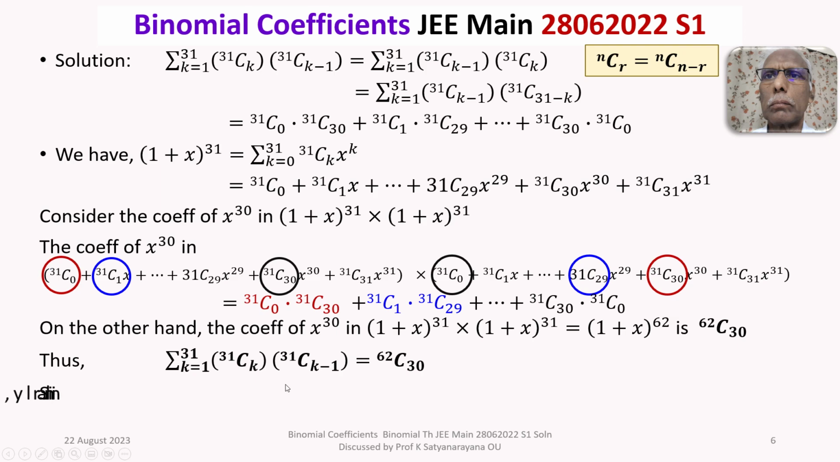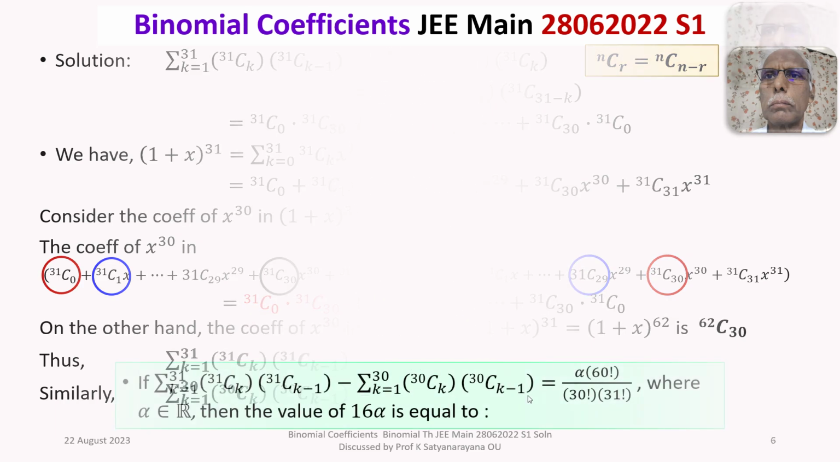So similarly, sigma k is equal to 1 to 30, 30Ck multiplied by 30Ck minus 1 will be, when it is 31 plus 31, 62. So it is 60C, 31 minus 1. So it will be 30 minus 1, that is 29. So this summation is this answer, this summation is this answer. We continue in the next slide.